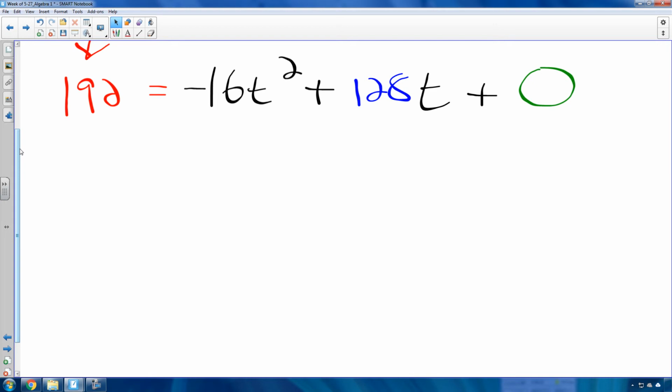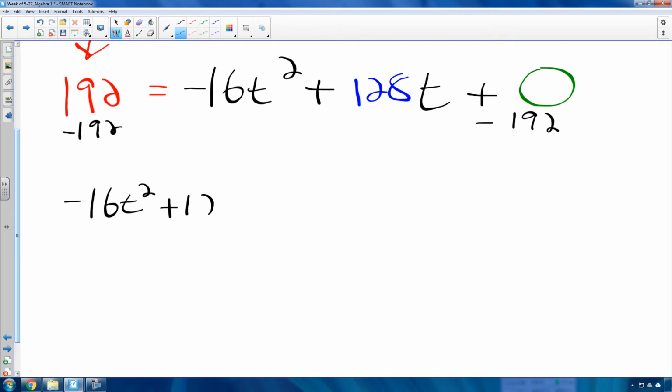So if I move this over to that side, minus 192, minus 192, I have the following. I have negative 16t squared plus 128t minus 192 equals 0. Think about how you can solve that equation. Is there a greatest common factor? Can we pull something out? So look at the problem and see if you can divide by something. Any ideas? What might we be able to divide by?